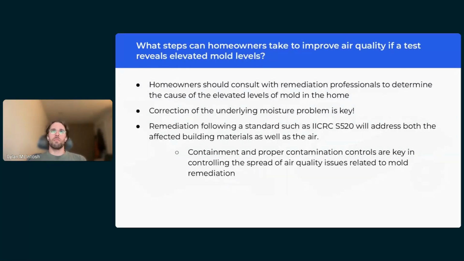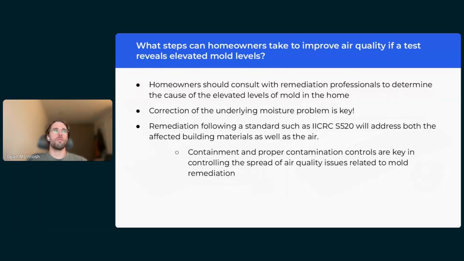What are some steps a homeowner can take to improve air quality if a test reveals elevated mold levels? So mold specifically, you'd want to consult with the remediation professional to determine the cause and how to address these things in a proper way.